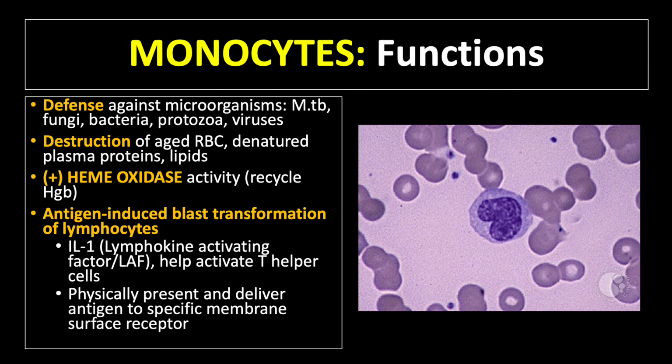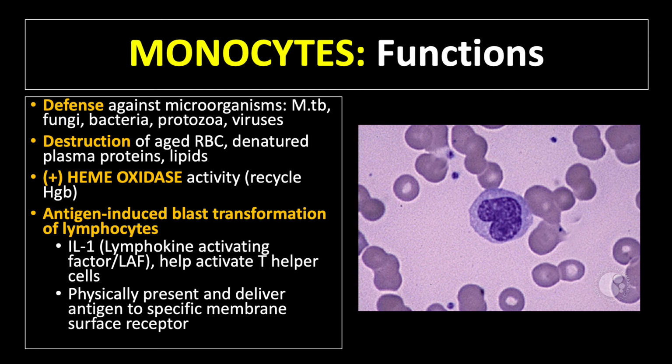Specifically, we have the Mycobacterium tuberculosis, which is an intracellular microorganism. We have fungi, bacteria, protozoa, and some viruses. They are also responsible for the destruction of aged or senescent red blood cells, denatured plasma proteins and lipids for recycling. And then as mentioned before, they have this enzyme heme oxidase, which is responsible for recycling hemoglobin from the aged red blood cells.